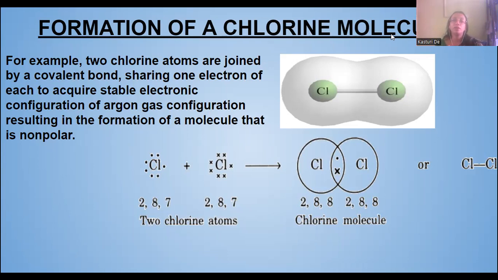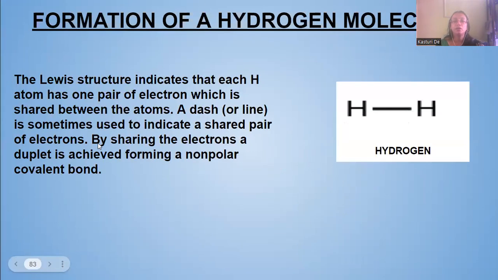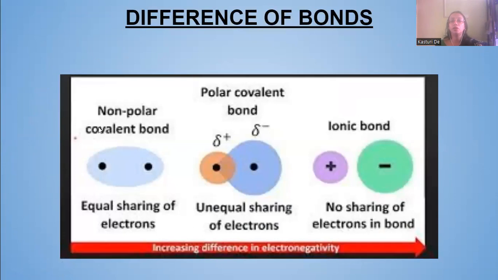Before I start, I'll just come back to my video. In the last video, I was discussing bonds, that is different types of bond: the ionic bond, then the covalent bonds, and covalent bonds are polar and non-polar. In ionic bond, there is no sharing of electrons, only transfer of electrons. Whereas in polar and non-polar bonds, there is sharing of electrons. In polar bonds, there is unequal sharing of electrons, whereas in non-polar covalent bonds, there is equal sharing of electrons. So these are the main differences of the different types of bonds which we studied.